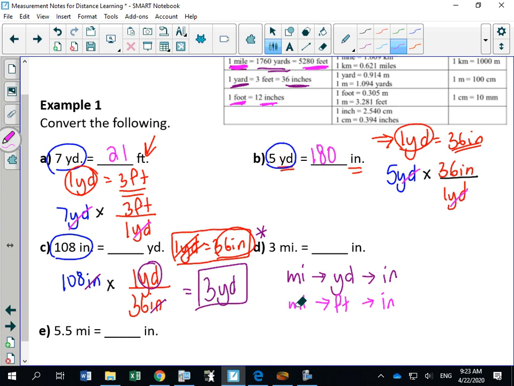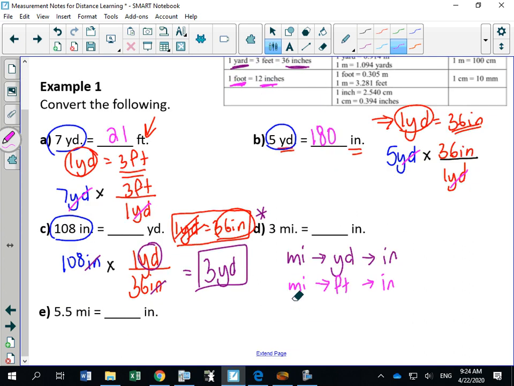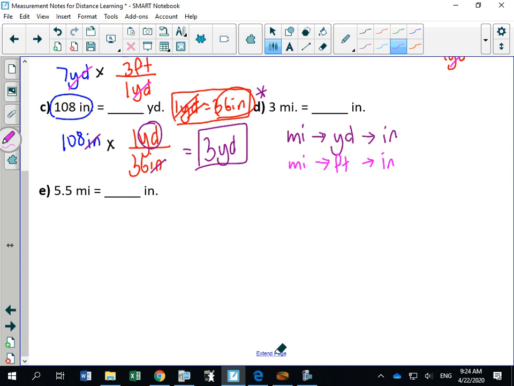So I'm going to use this pink one. I'm going to go from miles to feet to inches. So let's write the conversion first from miles to feet. Okay, so from miles to feet, it was 1 mile is 5280 feet. So I'm going to write down that conversion. 1 mile is equal to 5280 feet.